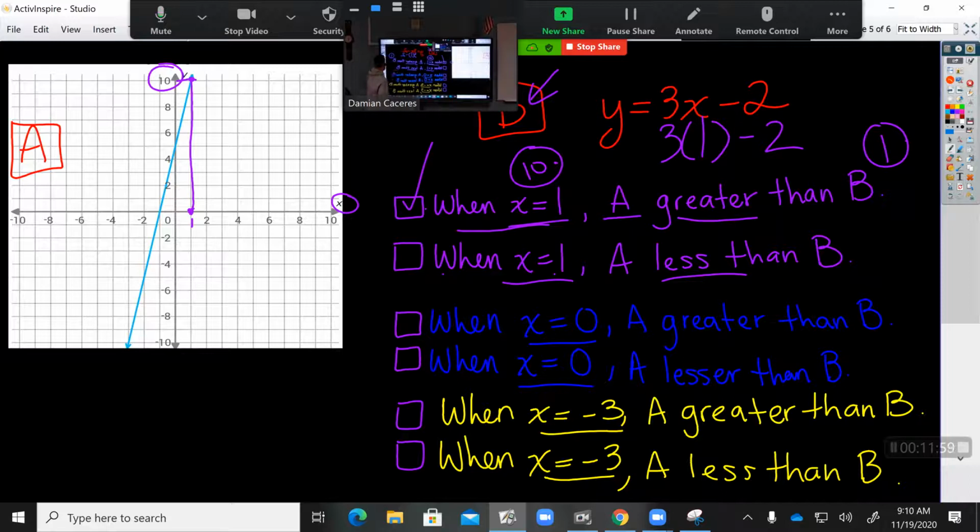So now we do the same thing. I'm going to do it in blue so you don't get confused with the other one. For x equals 0, again, you go to the x-axis and you go to 0, which is right here. And now go up or down to touch your line. In this case, I got to go up. As soon as I touch my blue line, I put a dot. Now, what y value is associated with that spot? Positive 5.